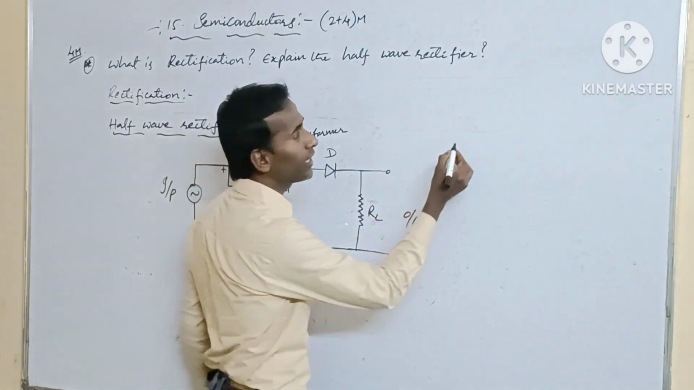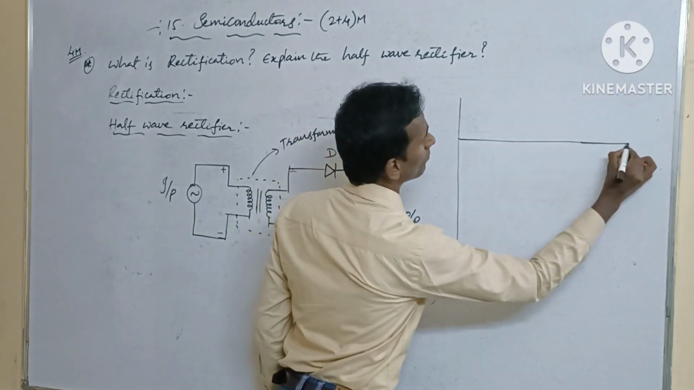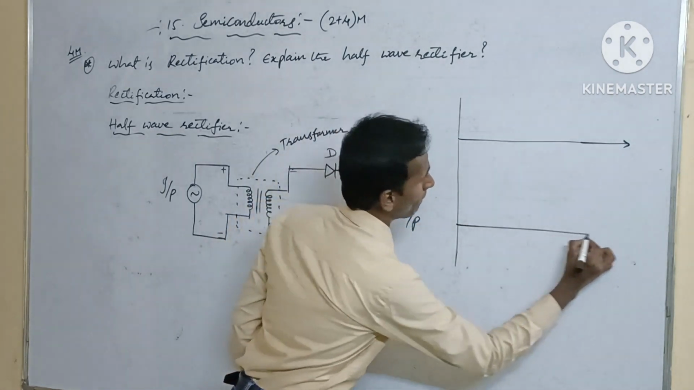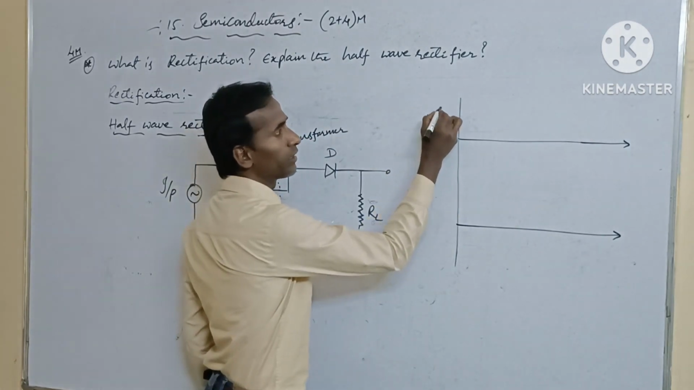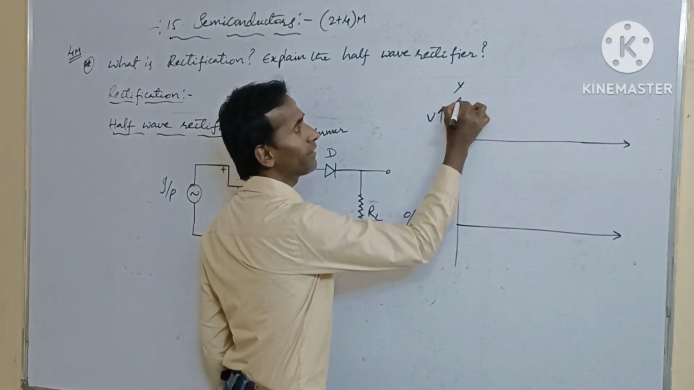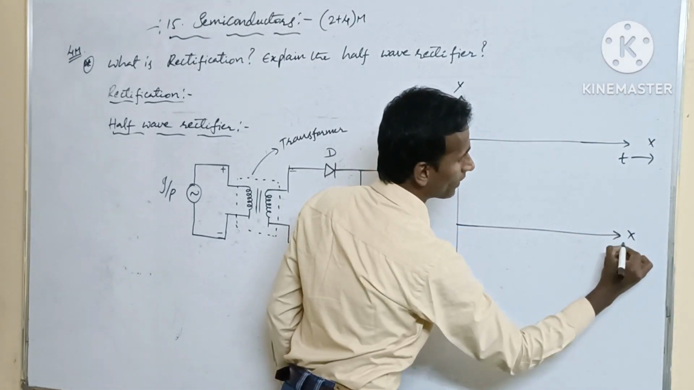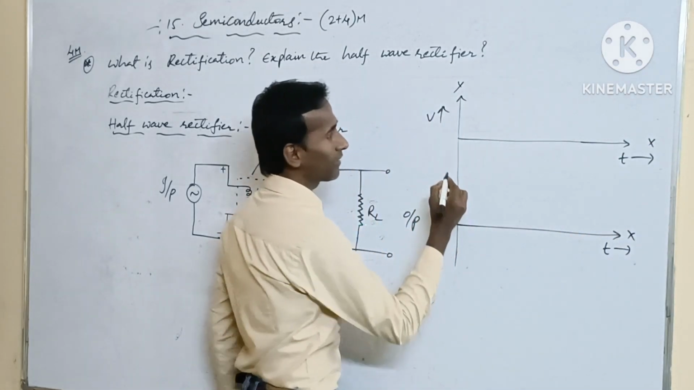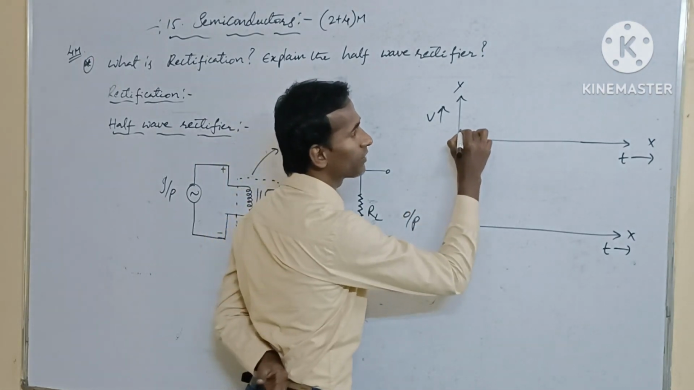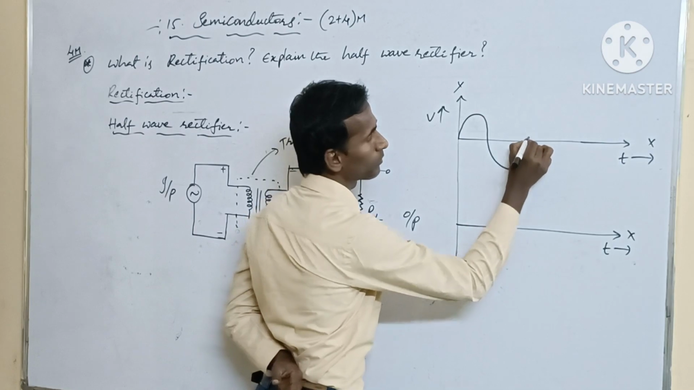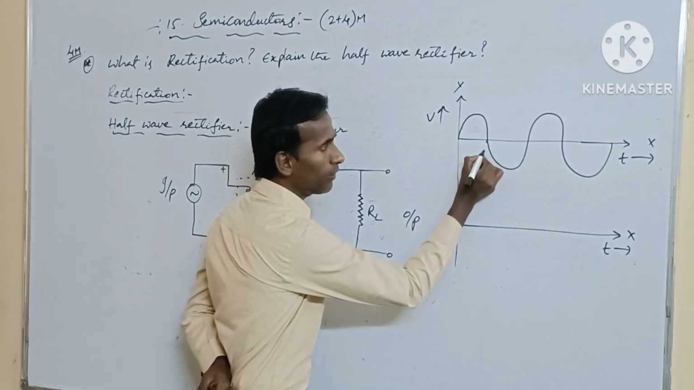Now we have to draw the graph. We are taking voltage along the y-axis, and time along the x-axis. Here also, time along the x-axis. Now suppose we draw the graph as sine curves. Like this it becomes.